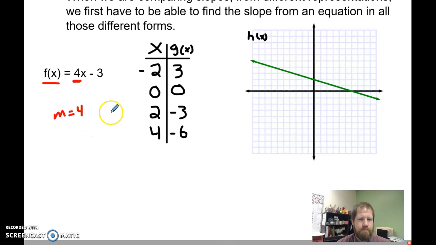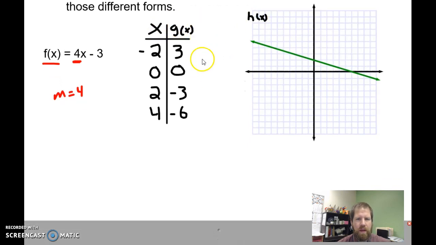Now for my second function, which I call g of x, that's kind of how we name our functions. So this is f of x, g of x, and h of x. The first letter doesn't really matter. That's just telling us what to call it. The letter inside is telling us what our independent variable is, so we always are using x for that. But the outside letter is just a name.